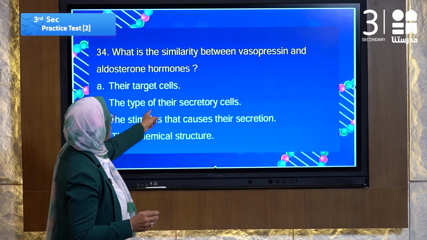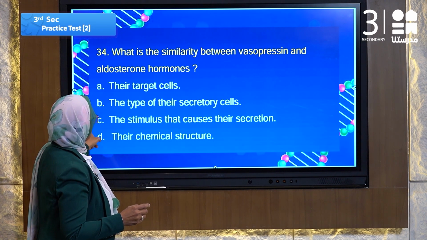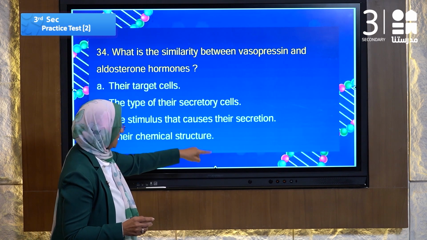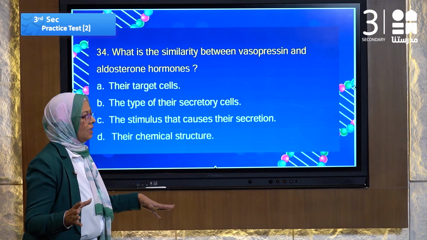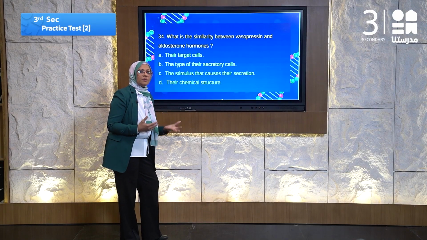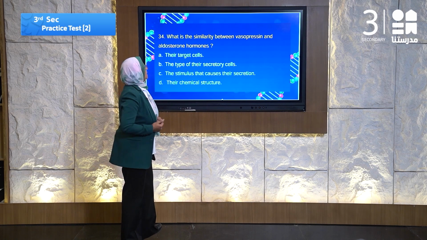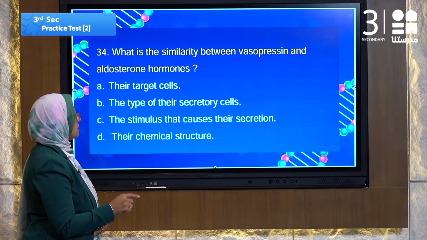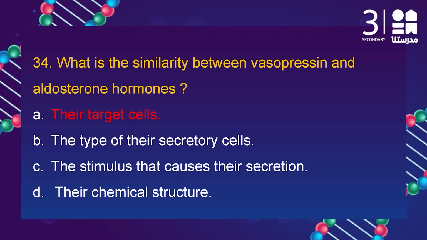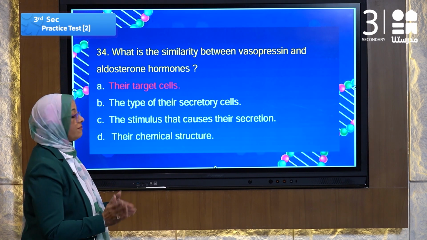B, the type of their secretory cells. Number C, stimulus that causes their secretion. D, their chemical structure. Their chemical structures are not derived from each other because they are 2 types of hormones. The hormones are proteins. So when we think, we must choose the first one, their target cells. Each of them affects another type of cell which has a different effect.